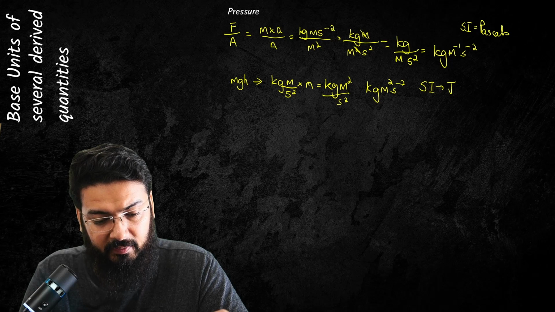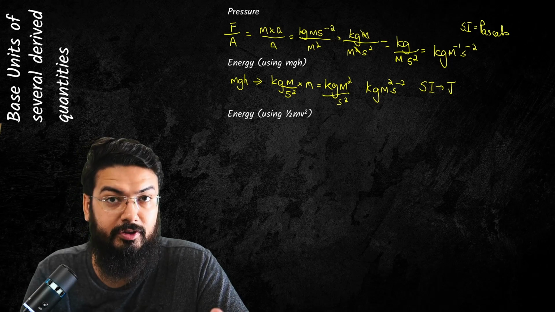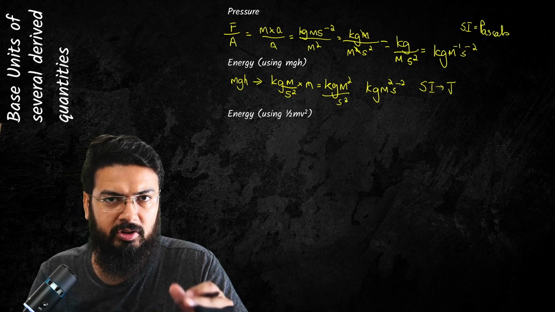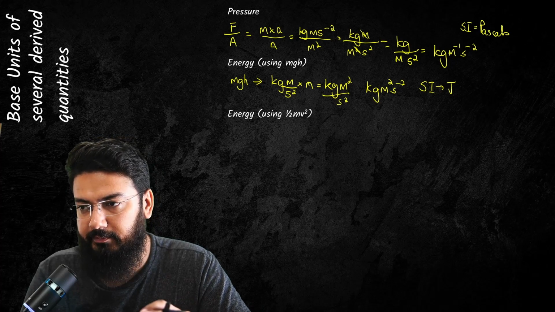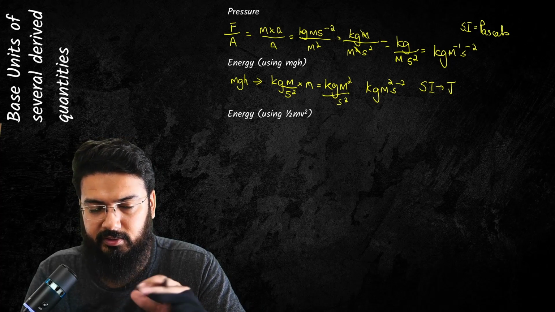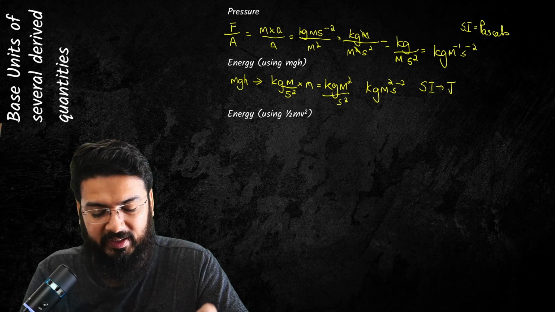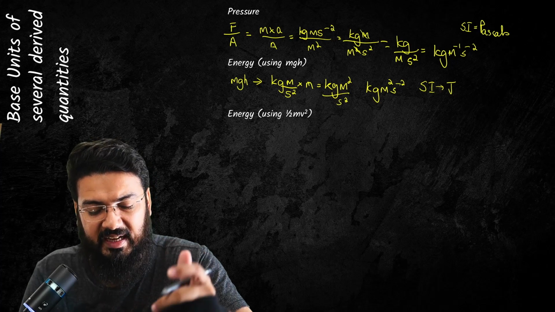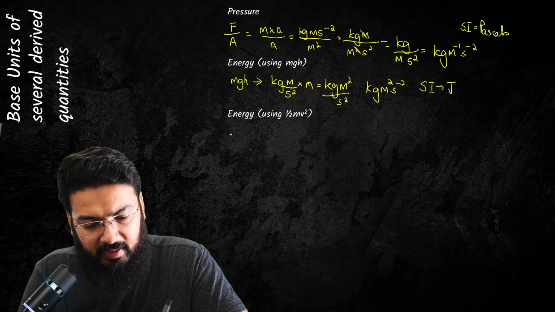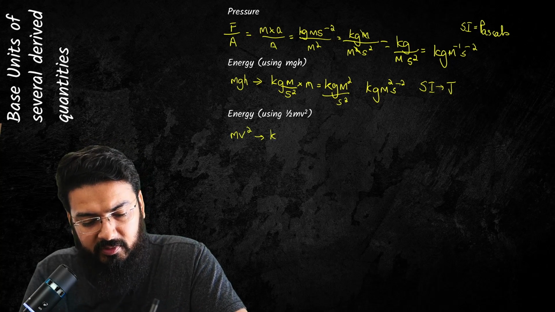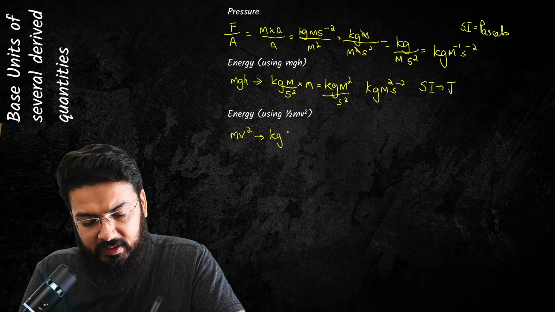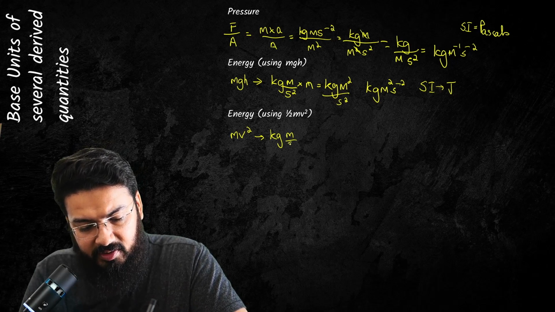Energy. So we then have energy using half mv squared. Any constant is generally ignored when deriving a base quantity. So I'm going to ignore the half, and then I just have m and then v squared. M is mass, so that's kilograms. V is velocity, so that's meters per second, but that's squared, so I'm going to square it.